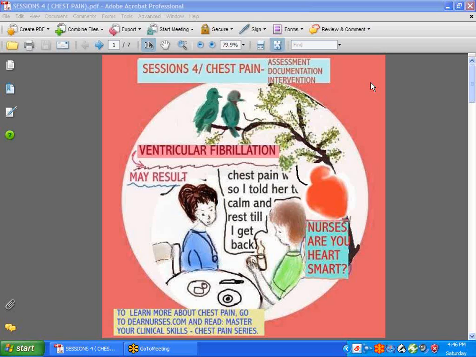Today we'd like to go into a little, not too much, about chest pain: the assessment, documentation, and intervention. Nurses, are you heart smart? By that I mean, would you really know what to do if your patient was having chest pain? For more in-depth information, you can go to dearnurses.com and click on Master Your Clinical Skills Chest Pain Series.